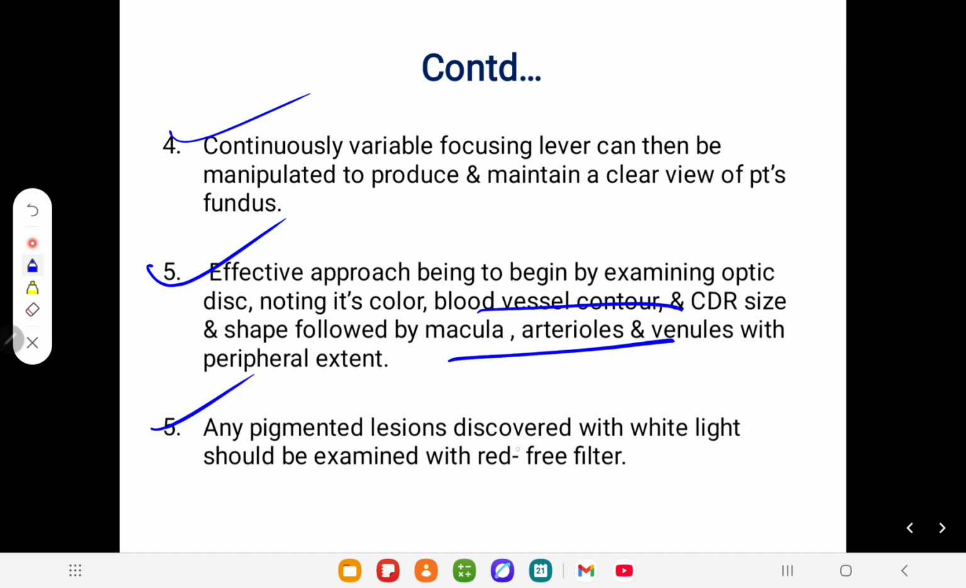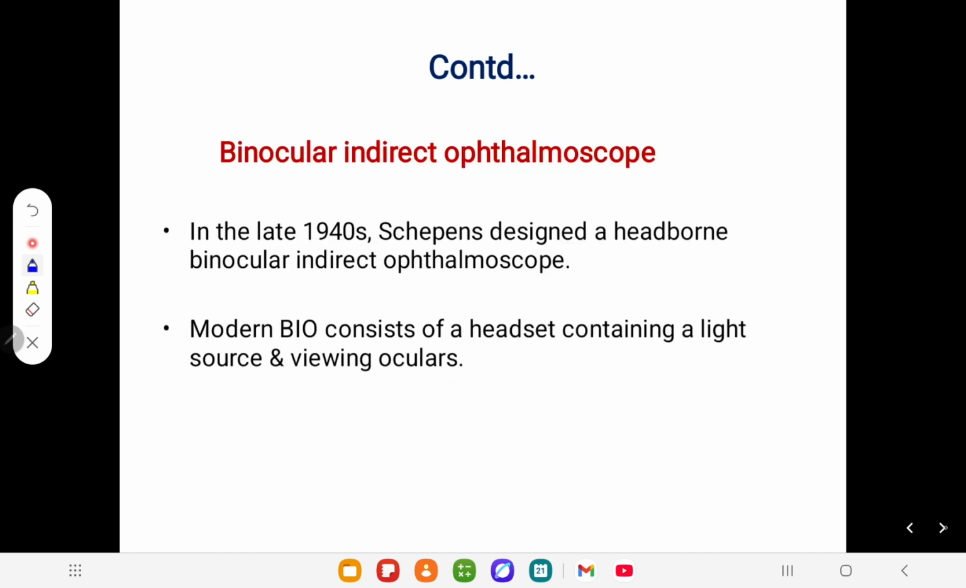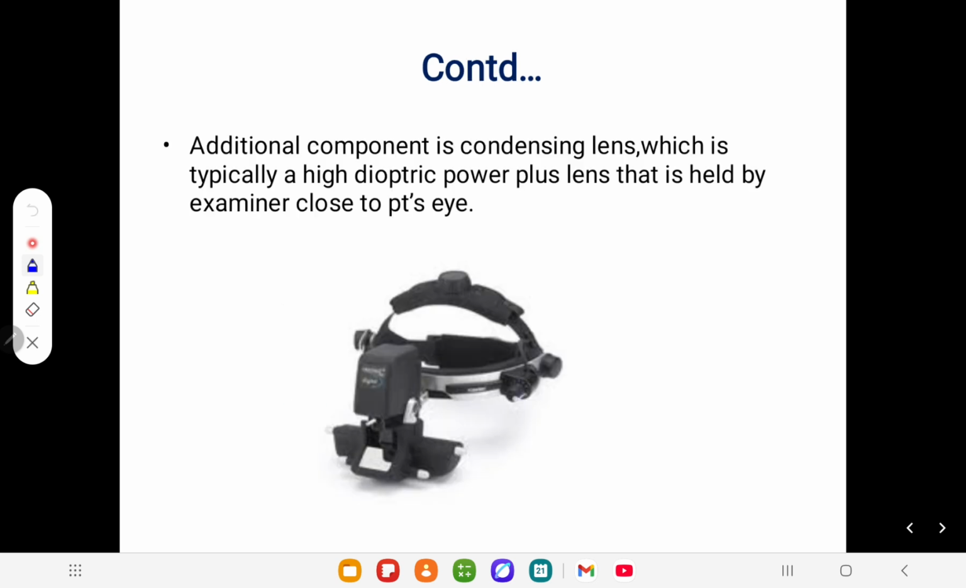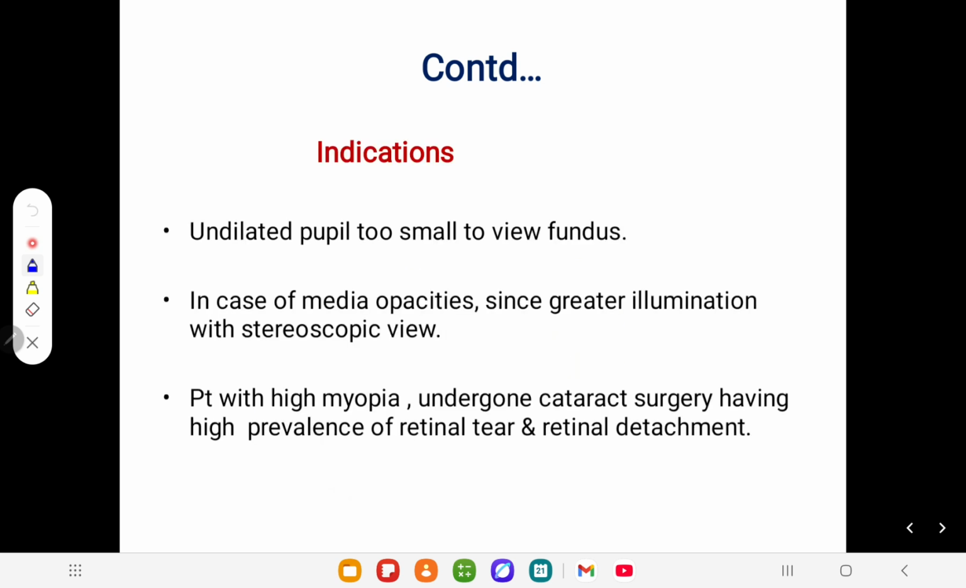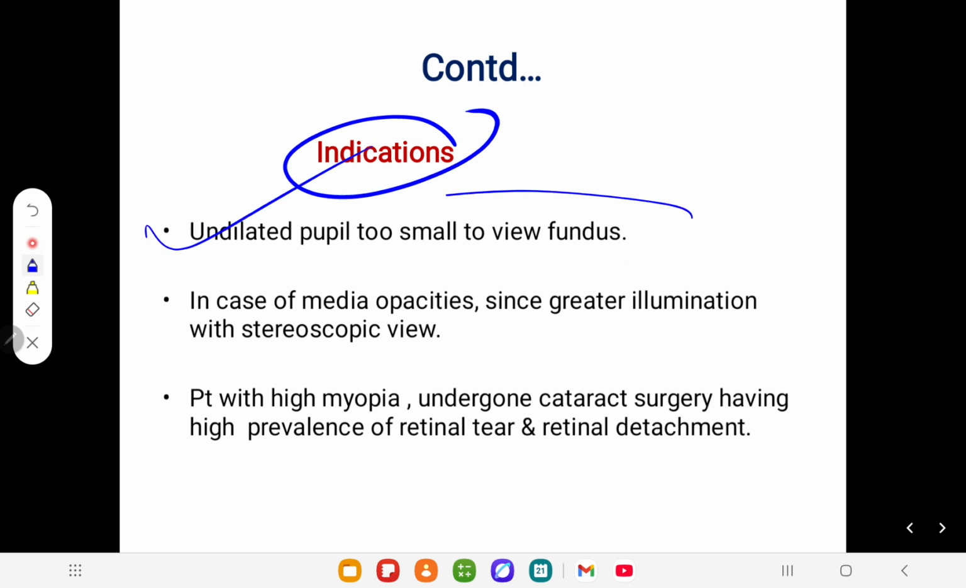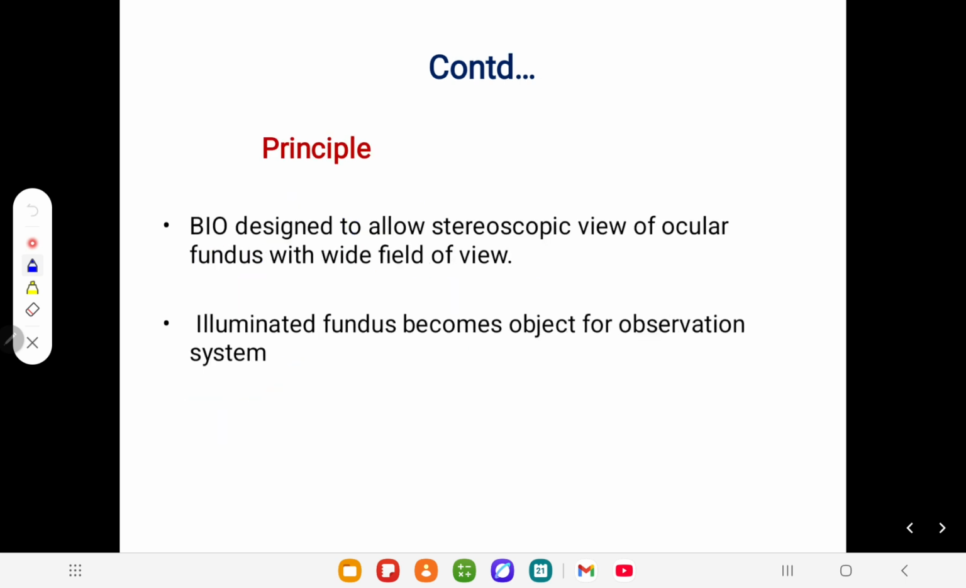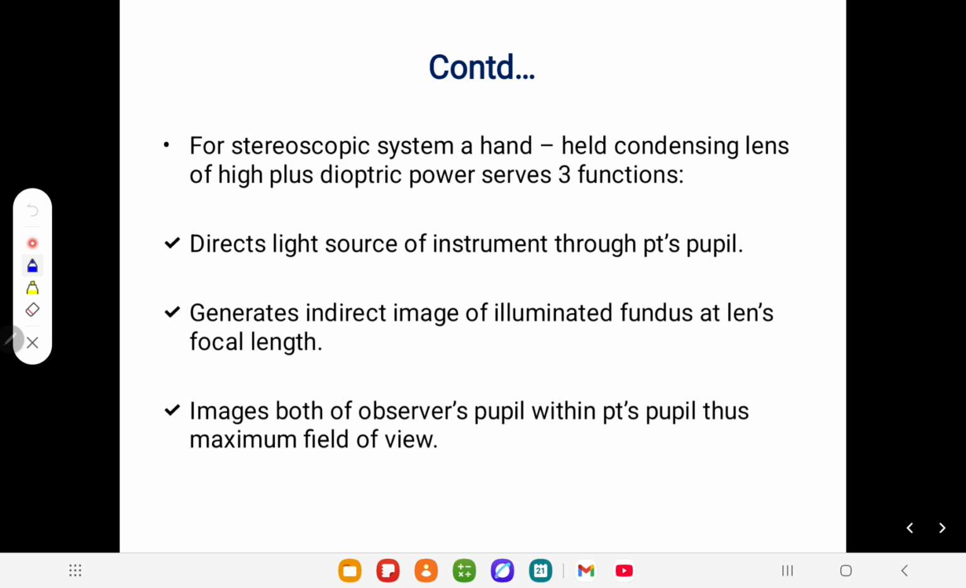Any pigmented lesion and all these things we have already discussed. Now binocular indirect ophthalmoscopy, which is a major thing that we always do, is done with the slit lamp and all these things. Basically, the modern binocular instrument consists of a headrest containing the light and viewing oculars. So we can do it with this, or we can do it with a 90 diopter lens and slit lamp. The indication is always far better if a small pupil is there, opacity is there, high myopia, and all these things. The principle is the same, but we see binocularly, so stereopsis is there.